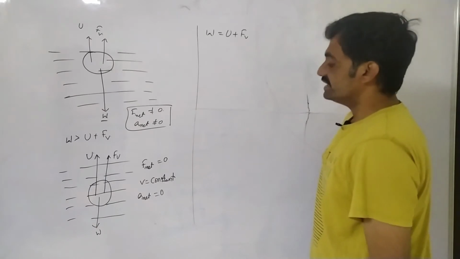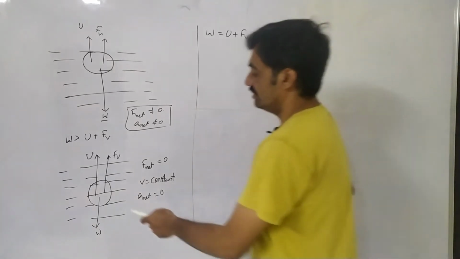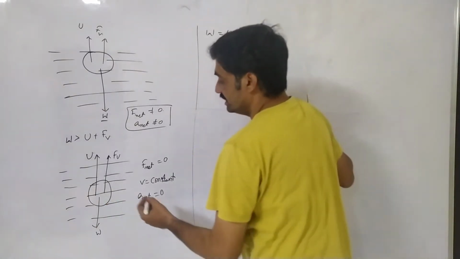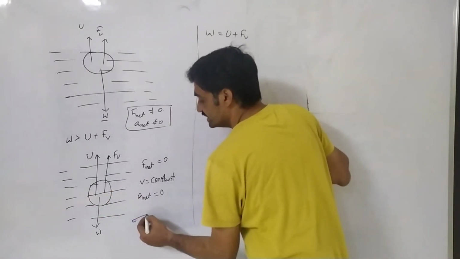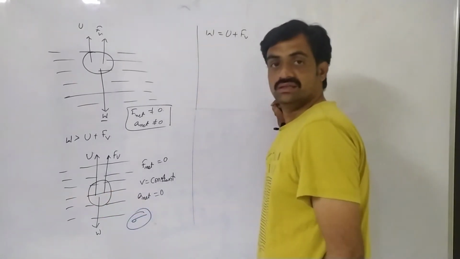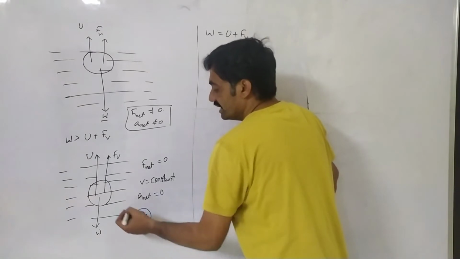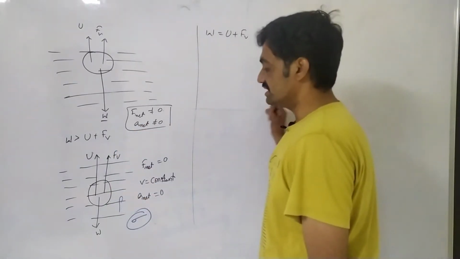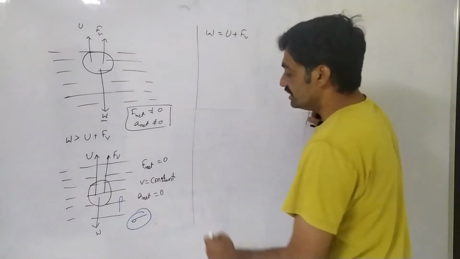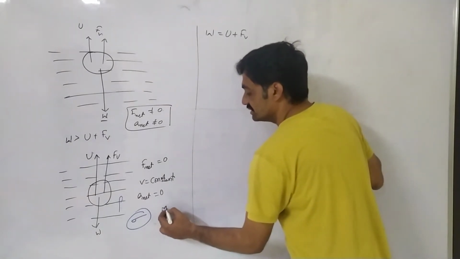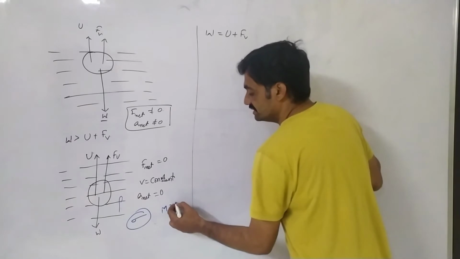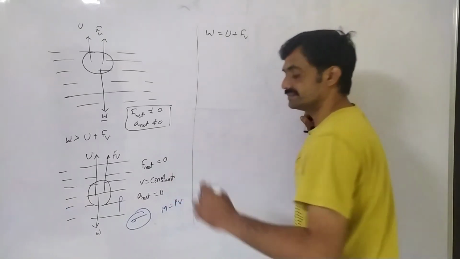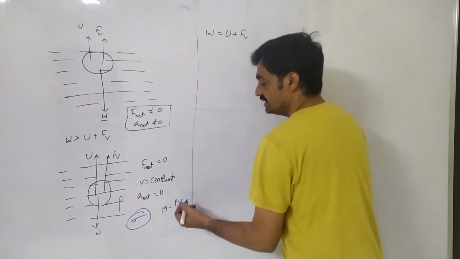Here, weight is given for this body. If we consider the density of the body as sigma and the density of the fluid as rho, we know that mass is equal to density into volume.